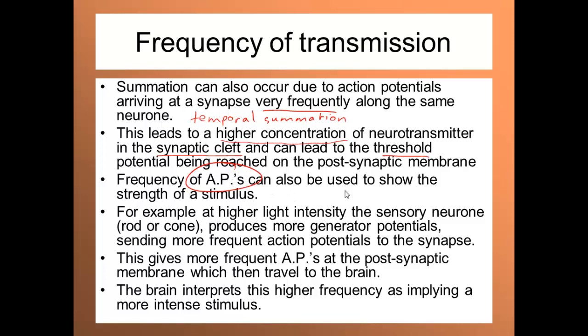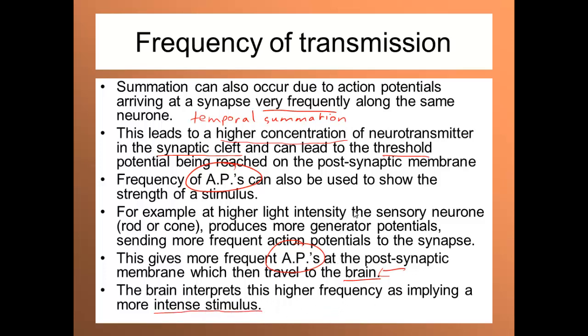Equally, our frequency of action potentials can also be used to show the strength of a stimulus. So let's say at a higher light intensity, a sensory neuron, let's say a rod or cone for the sake of argument, produces more generator potentials. Well, that means we're going to get more frequent action potentials to the synapse, giving more frequent action potentials in the postsynaptic membrane, which will then travel to the brain, meaning that with higher stimulation we get more action potentials coming to the brain, and our brain then interprets this higher frequency as being a more intense stimulus.